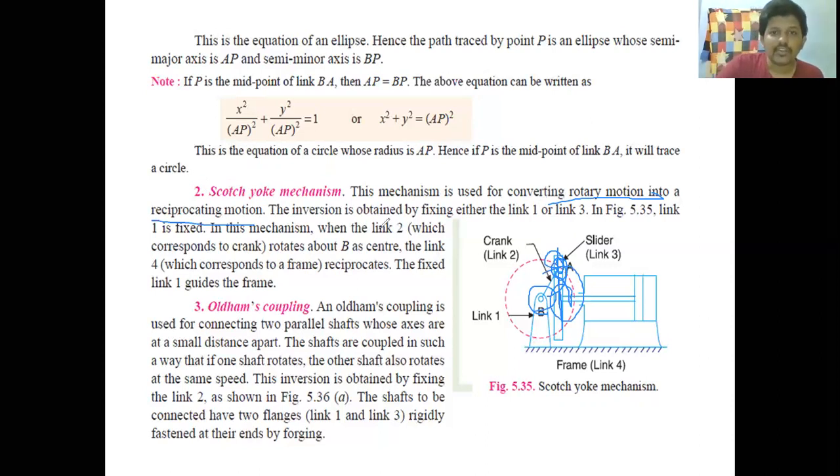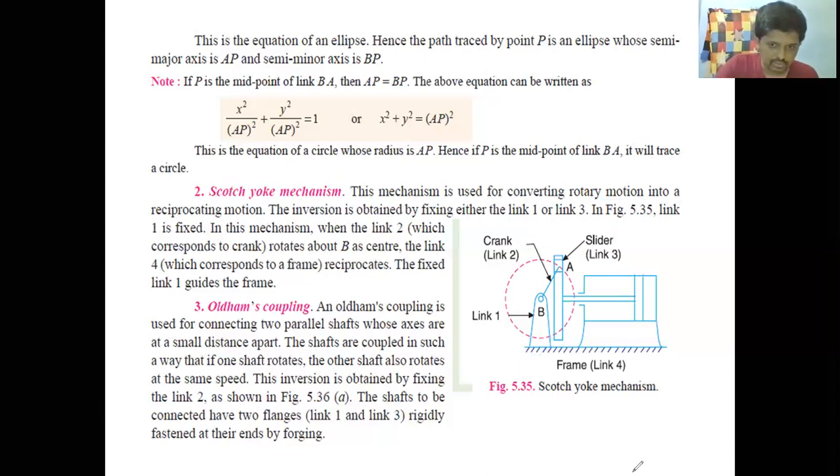What actually happens? The inversion is obtained by fixing link 1 or 3. You can either fix link 1 or link 3, right? In figure 1, link 1 is fixed. The diagram here shows link 1 is fixed. In this mechanism, link 2, that means the crank, starts rotating with center P. Link 4, the frame, starts reciprocating at a fixed length. That is what our Scotch yoke mechanism is. Next one is very important, our Oldham coupling.